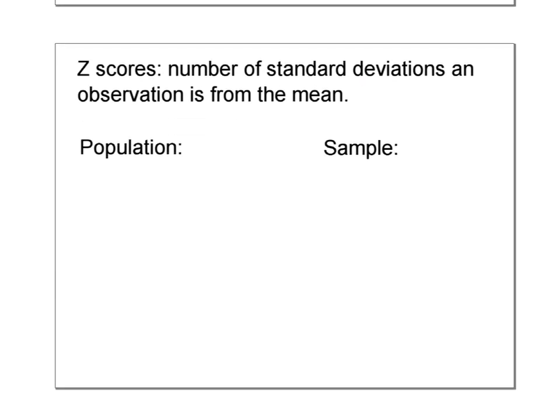The one last thing we're going to talk about is z-scores. What a z-score tells us is how many standard deviations an observation, so a data point, is from the mean. These are calculated the same way, but it matters whether you have a population or a sample because the formula requires the standard deviation, and so you have to make sure you have the correct one. So a population z-score is z equals x minus the mean over the standard deviation, and a sample is the very same, only we use our sample notation.